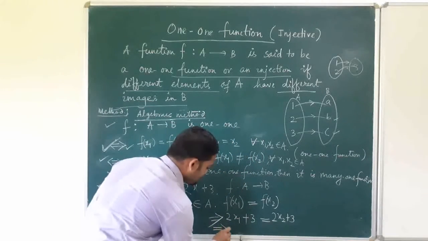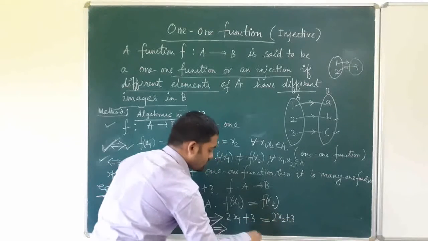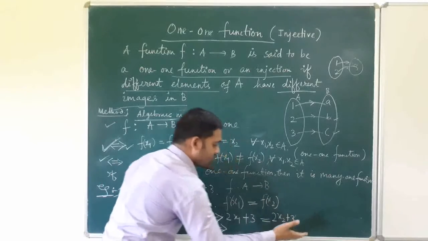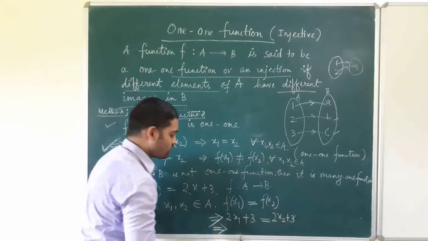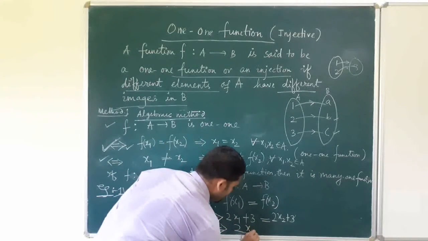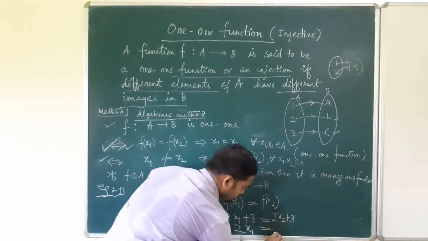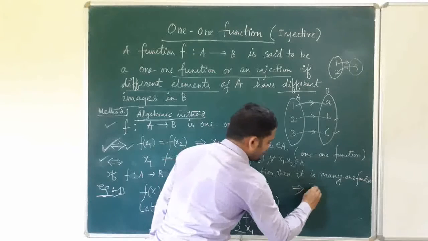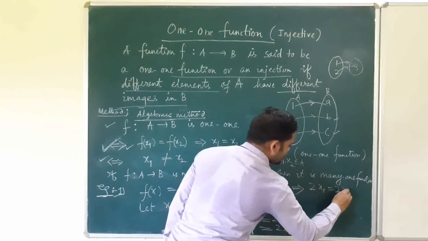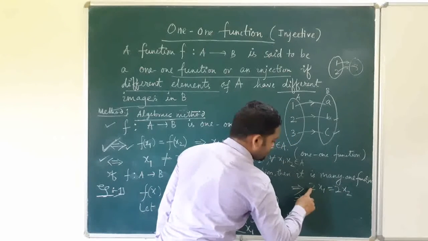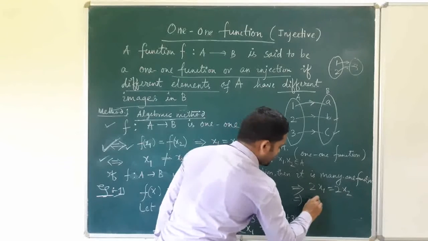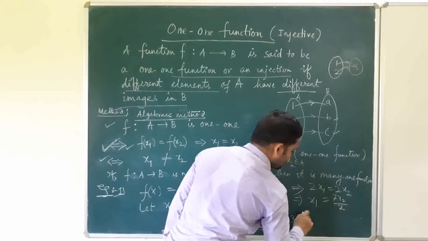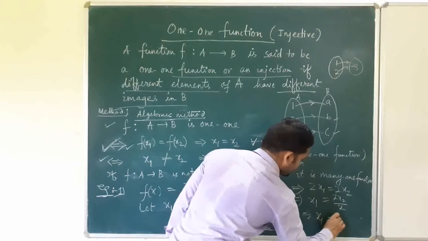See, on both sides there is 3, so you can cancel the 3s. If you take 3 to the right side, then 3 minus 3 is 0. So what you get? 2x1 is equal to 2x2. Now you see 2x1 is equal to 2x2. Here, taking 2 to that side, you get x1 is equal to 2x2 by 2. The 2s cancel, then you get x1 is equal to x2.